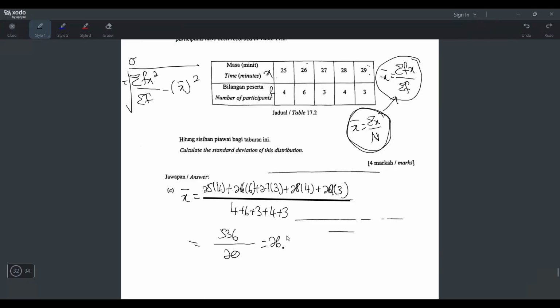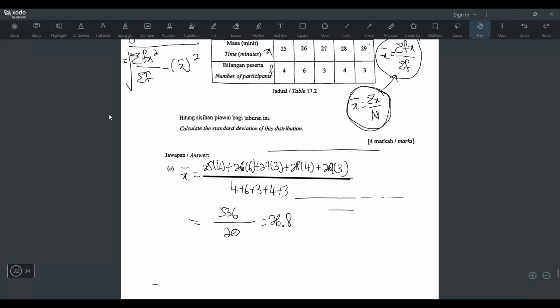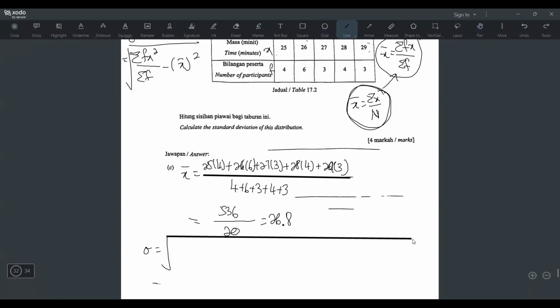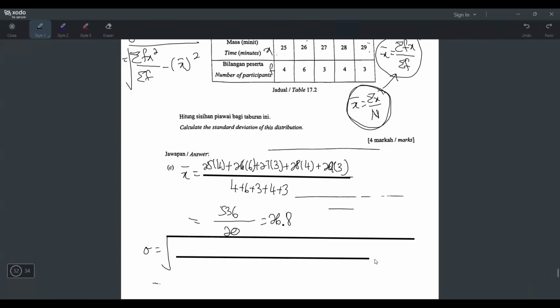But this is just the mean. I need the standard deviation. So standard deviation equals square root, and then draw a line like this. Don't forget to minus mean square at the back here. The mean you already know, 26.8. That's why you have to do this first. If you don't do this, how do you find the standard deviation?